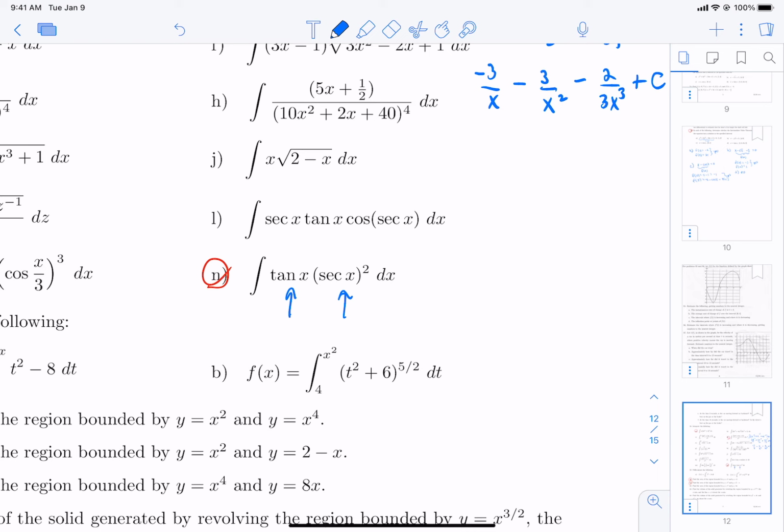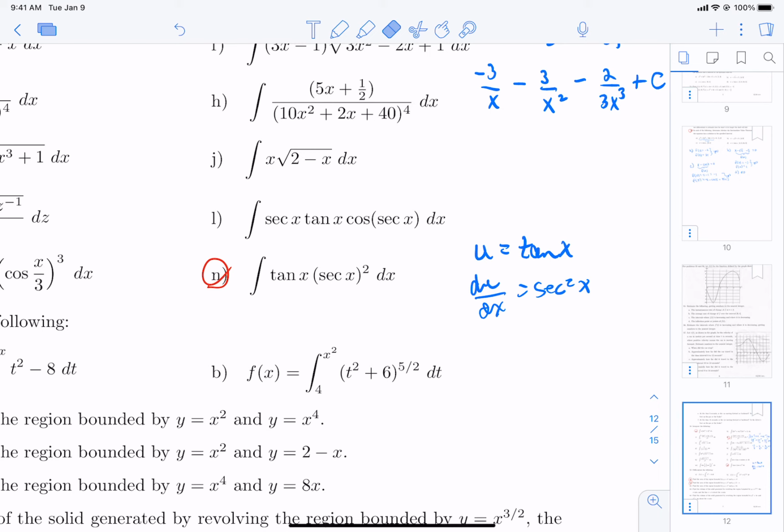So to me, that does require a u substitution. I'm going to let u equal the thing where its derivative is in the problem. Secant squared is in the problem. Because when I do du dx, I get secant squared, which is a perfect u substitution.